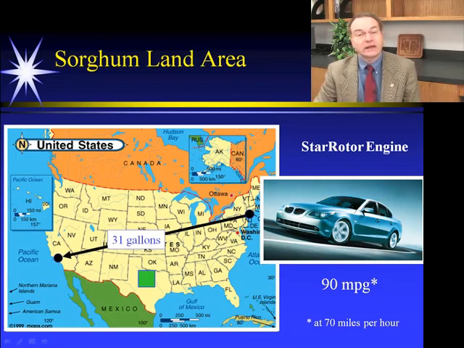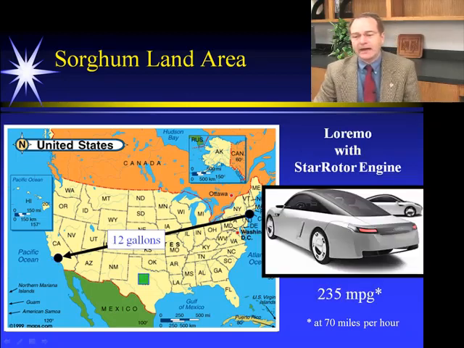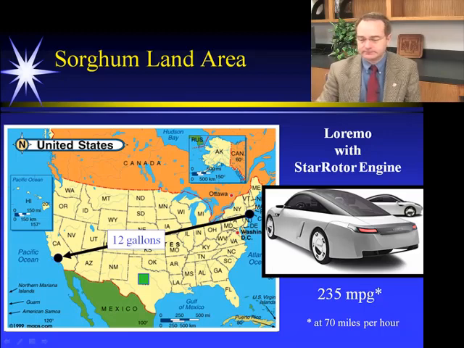Well, can we do better than this? And the answer is yes, we can. If you package the star rotor engine with a Loremo, which is a high efficiency automobile body, it has a low drag coefficient and very low rolling resistance tires. In that package, we get about 235 miles per gallon. And now our cross-country trip from New York to Los Angeles takes only about 12 gallons of gasoline. And if everybody were willing to drive Loremos, you see that the land area shrinks quite dramatically.